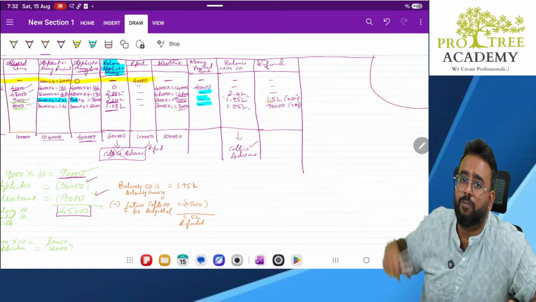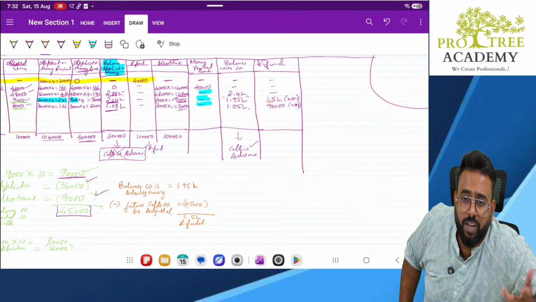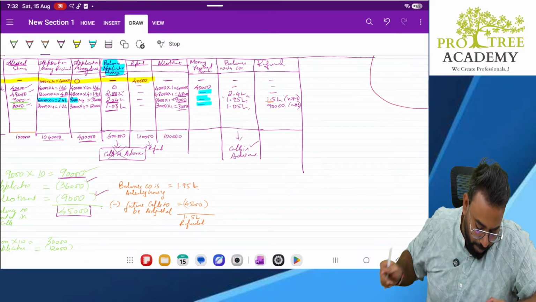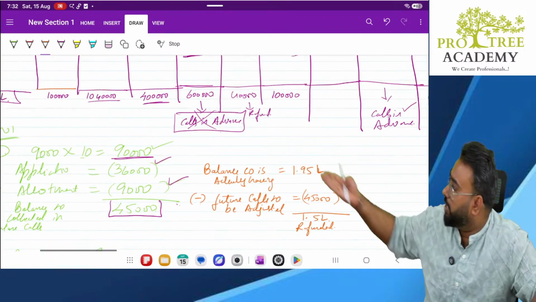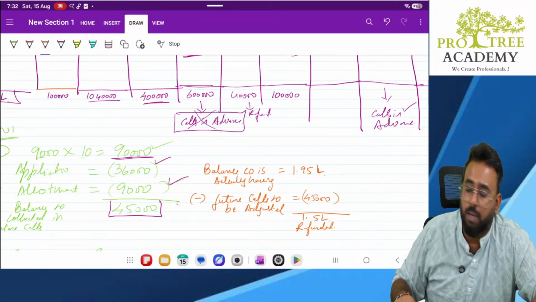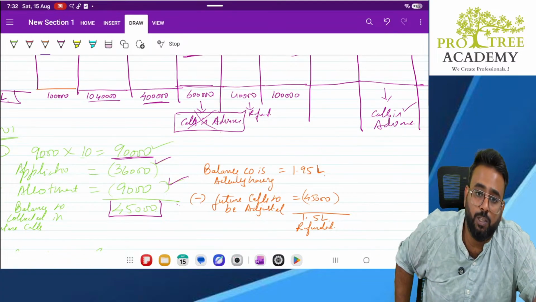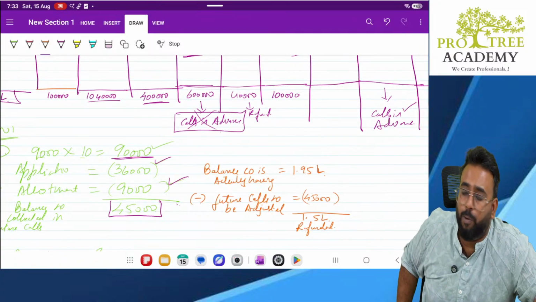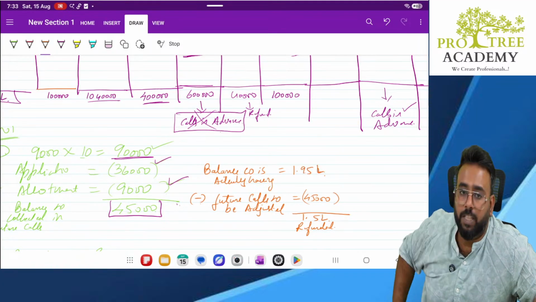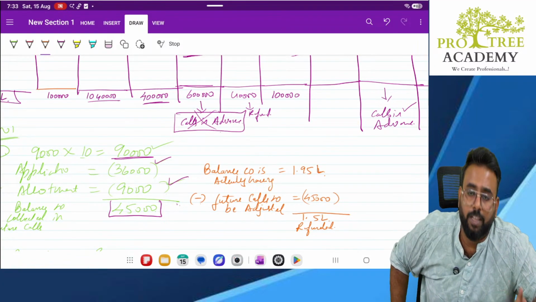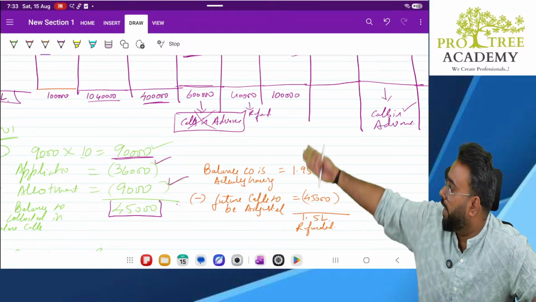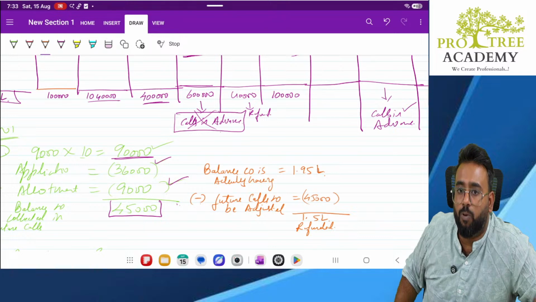Because what is the use of keeping it with us? Sir, we can adjust it in future call. We can adjust in future call, but the future call is due of only 45,000 rupees. But how much balance are you having? You are having a balance of 1.95 lakhs. What is the use of keeping 1.95 lakhs when you are having only 45,000 to be used against share capital? Only due is 45,000, but you are having a balance of 1.95 lakhs. What will you do with that?